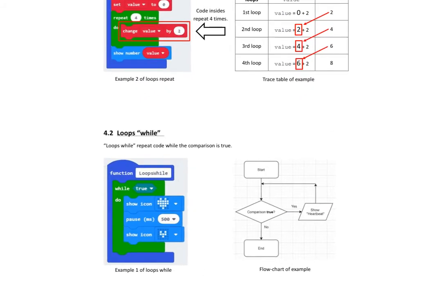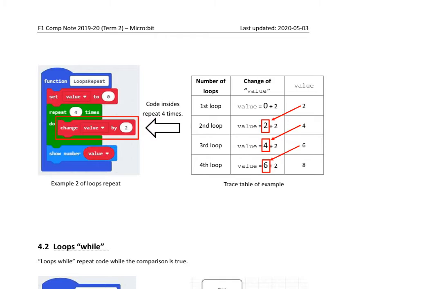Here we will illustrate some more for loops. Here we have another example that still repeats 4 times, and the code is something like this. At the very beginning, the variable has the value 0. So before the first loop, the value should be equal to 0. And then it goes to the loops.